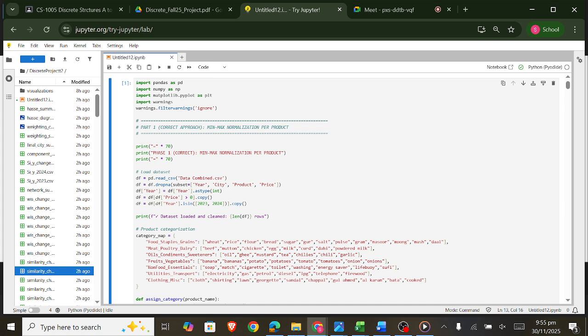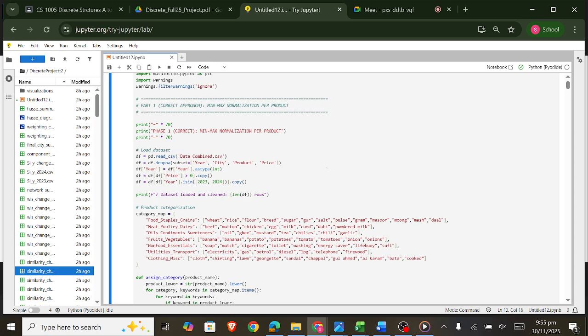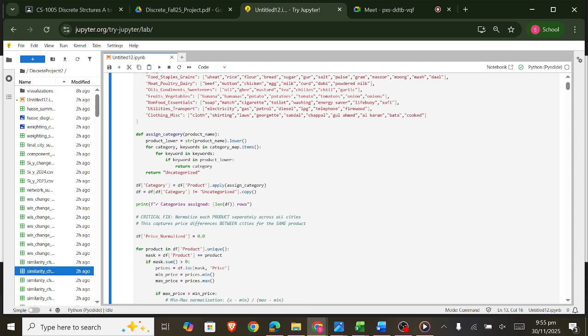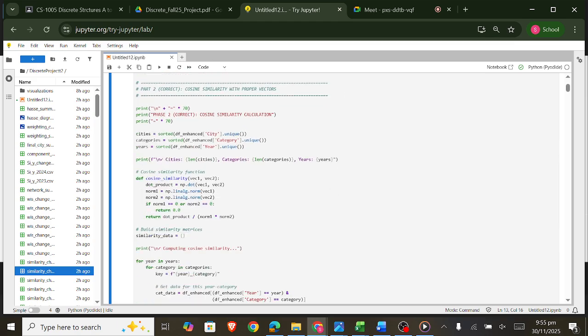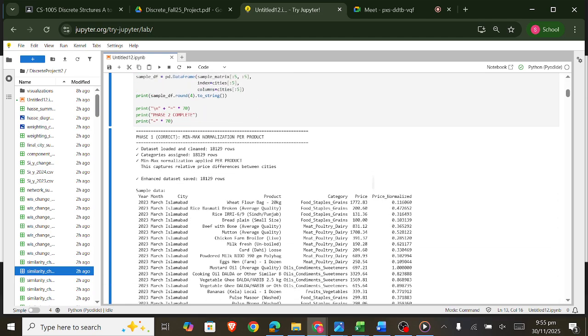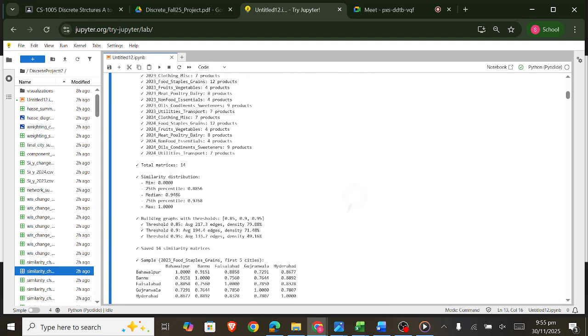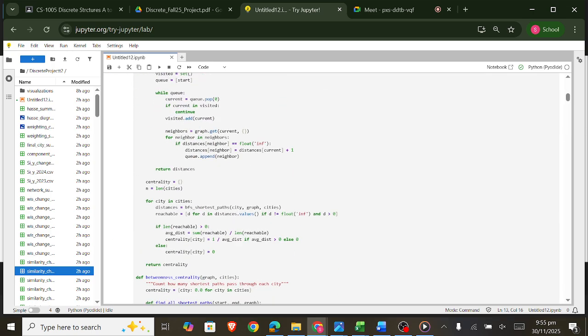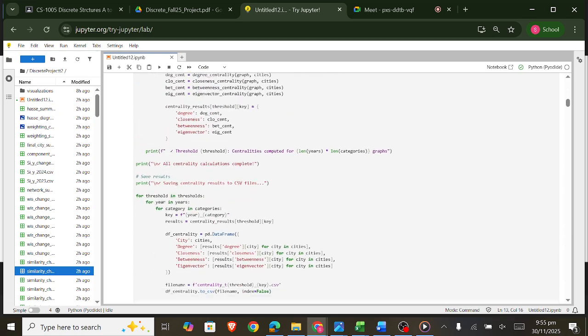In phase 1, we did data loading and pre-processing. We loaded about 22,000 records, removed invalid entries, and applied per-product normalization. In phase 2, we did similarity matrix construction. We built 17 by 17 matrices, one for each city pair across all 14 year-category combinations.